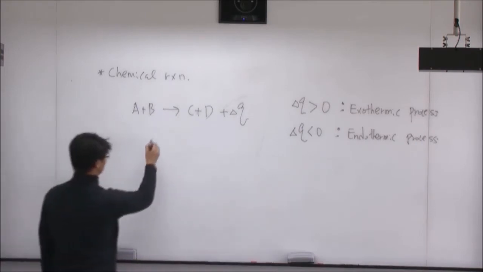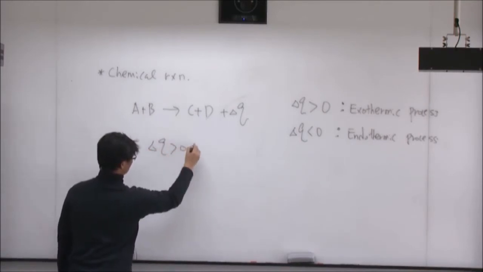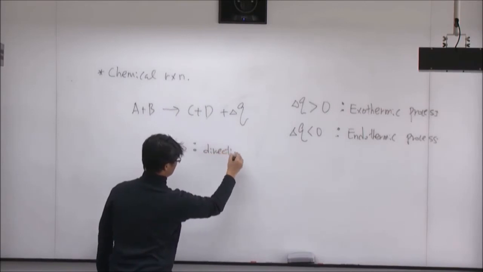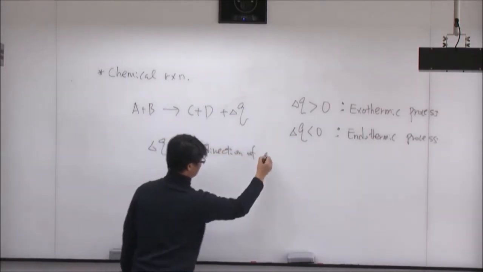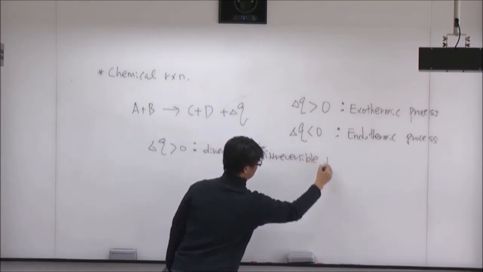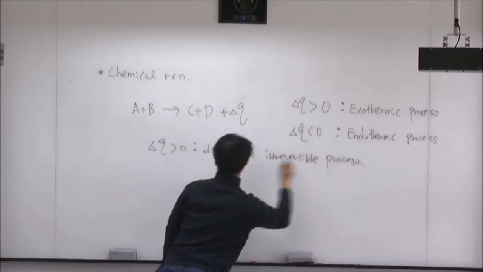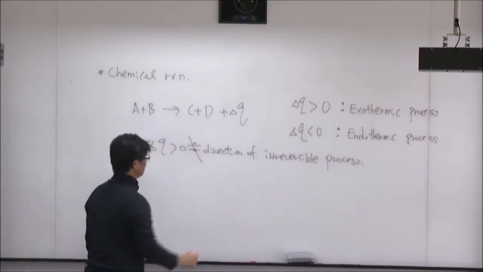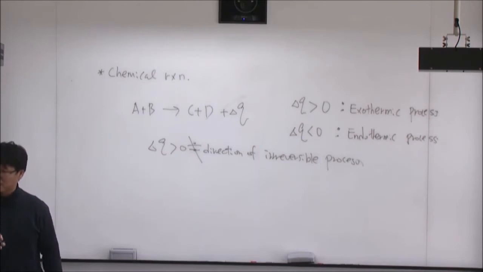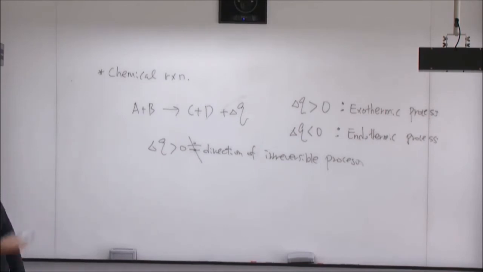Unfortunately, delta Q equal to 0 doesn't mean it's the direction of an irreversible process. It doesn't really tell the direction of the chemical reaction. About 90%, as I told you, works like this, but another 5-10% does not follow this rule. So we cannot use this one.